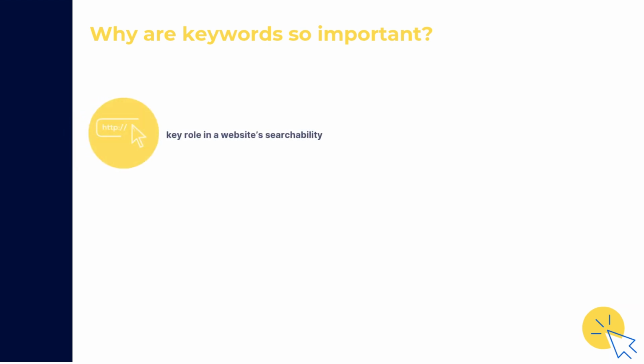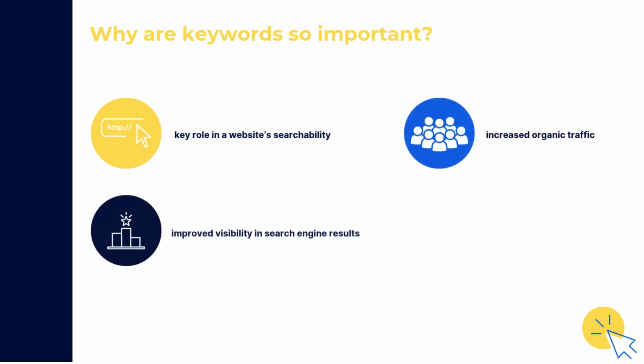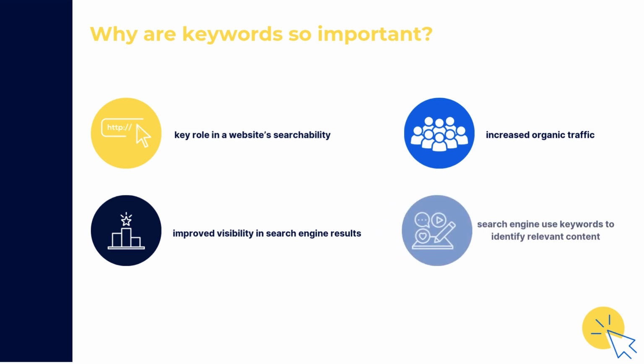Think of keywords as the bridge between what people are searching for and the content you provide. When you strategically use relevant keywords, your website becomes more visible in search engine results, which helps increase organic traffic. Search engines use these keywords to determine whether your content is relevant and worthy of ranking higher in results.